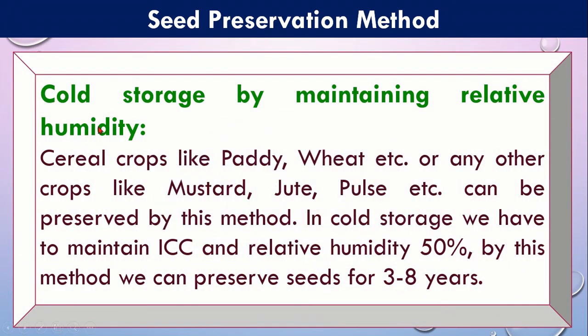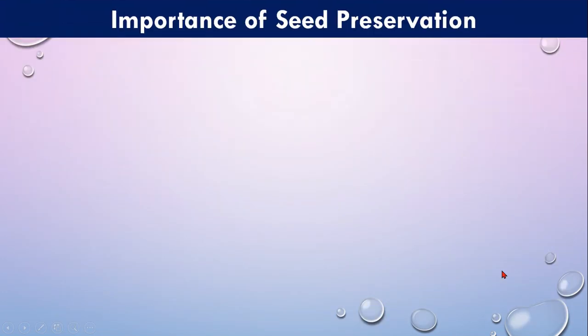Next one is cold storage by maintaining relative humidity. Paddy, rice, wheat, even mustard, jute, and pulse can be preserved by this method. In cold storage, we have to maintain an ICC, that means intercooler system, and relative humidity of 50%. By this method, we can preserve seeds for 3 to 8 years.